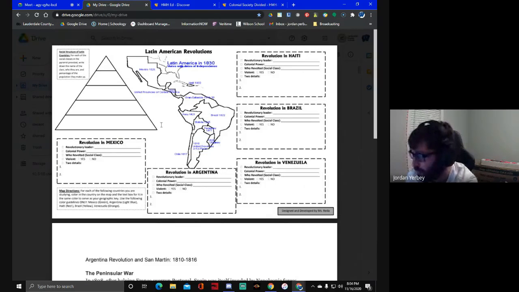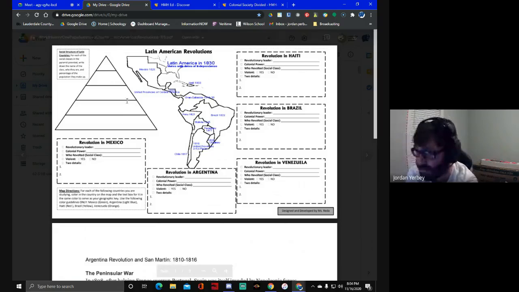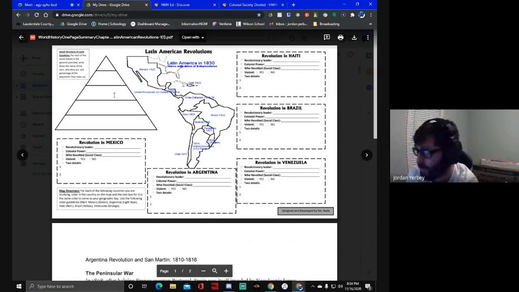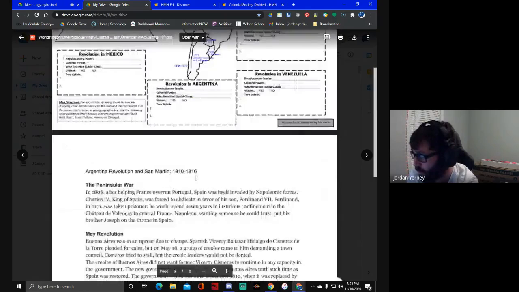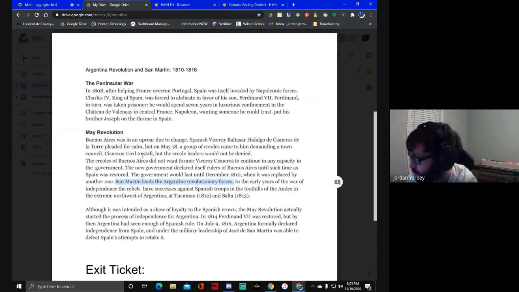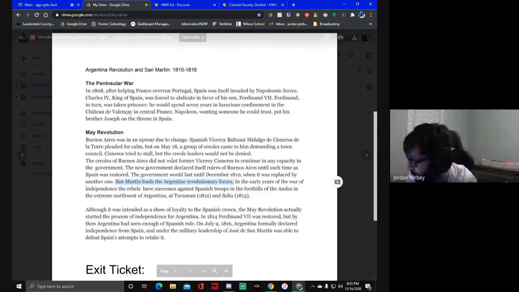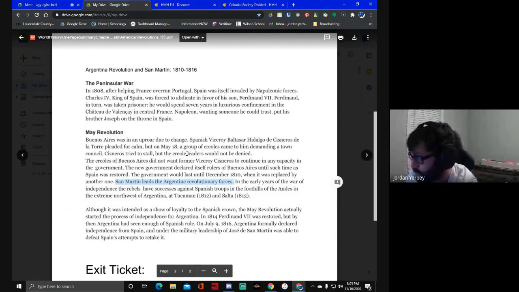The next one asks who revolted, or the social class. Well, that comes from the pyramid. It's either going to be the Peninsulares, the Creoles, the Mulattoes, the Mestizos, or the Indians. So it's going to be one of those five, including the African Americans here in the mulatto space. If we scroll down to the reading on Argentina, we look for a social class that overthrew different people. As we read, it says here, a group of Creoles came to him demanding a town council. They would not be denied, and eventually Creoles did not want Viceroy Cisneros to continue. So it's definitely the Creoles, and we scroll back up and put Creoles.